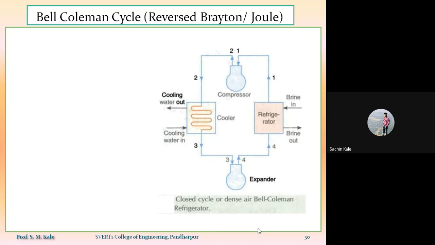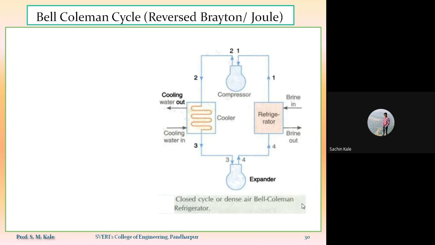So that reverse Carnot cycle, sorry, Bell-Coleman cycle consists of four devices. First one is the compressor, second one is the cooler, third one is the expander, and last one is the refrigerator. So the only change in the reverse Carnot cycle is that whatever two isothermal processes were there, if we replace those two isothermal processes by isobaric processes, then the next cycle that results will be called a Bell-Coleman cycle.